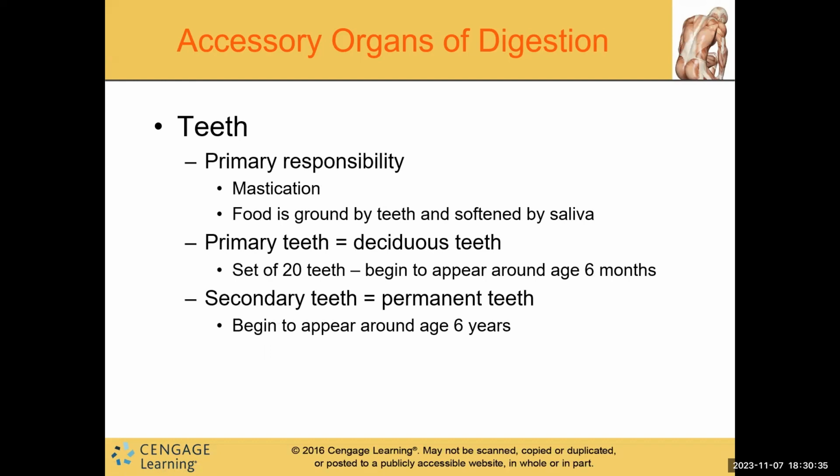Teeth, of course, we need that for mastication, which means chewing. It breaks the food down, and the saliva starts to, even in our mouth, break down the food. Primary teeth. So in children, the deciduous teeth, when young children are born at about 6 months, sometimes younger, my kids were younger, they begin to grow teeth. Those are the deciduous teeth. There's 20 teeth. Secondary teeth are the permanent teeth that begin around age 6, and that's when kids' teeth fall out, and then new teeth start growing in. Those are the secondary teeth.